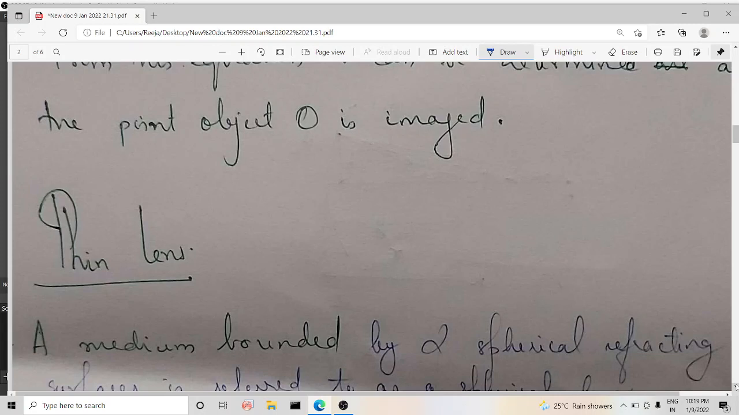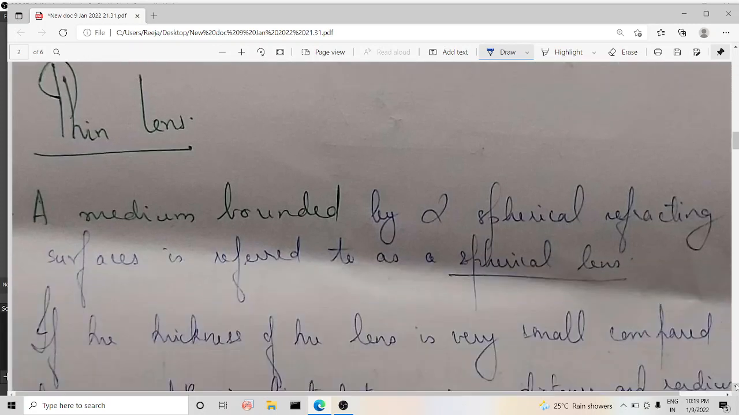Next we discuss the thin lens. A medium bounded by two spherical refracting surfaces is referred to as a spherical lens. A medium bounded by two spherical refracting surfaces, like this, one like this and one like this, or one like this and the other one like this. So all these are spherical lenses.